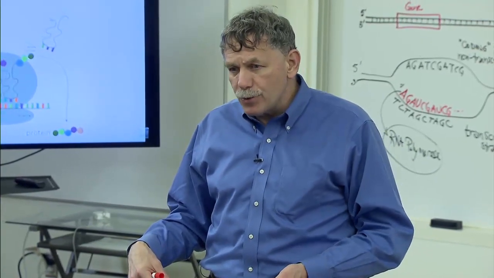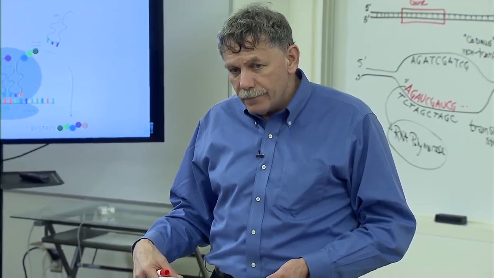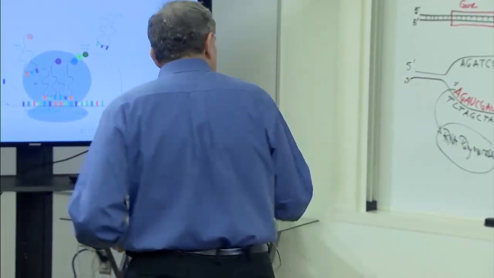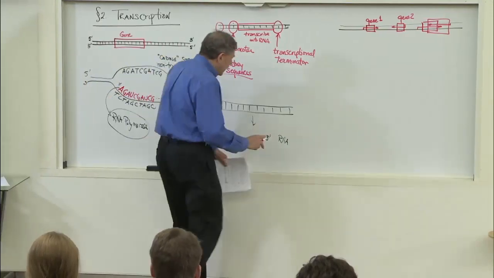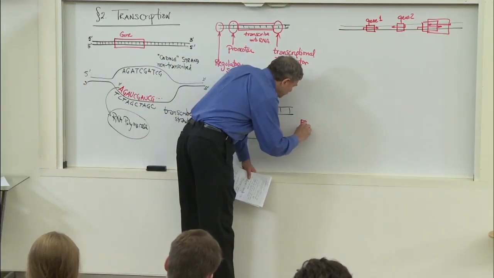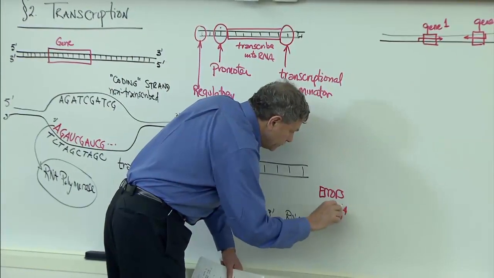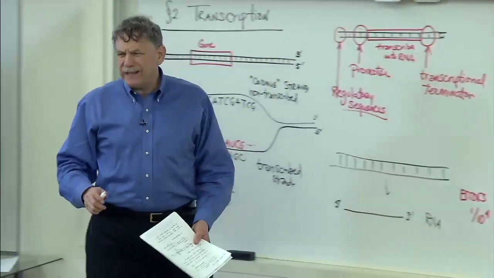RNA polymerase has no proofreading. It makes a mistake 1 every 10,000 bases. Accuracy here is only 1 error in 10,000. Why do we tolerate that? Why do you put up with that? Why don't you insist on perfect fidelity? Yes? Because it only works on a much smaller portion of the gene. It's working on a small portion of the gene.